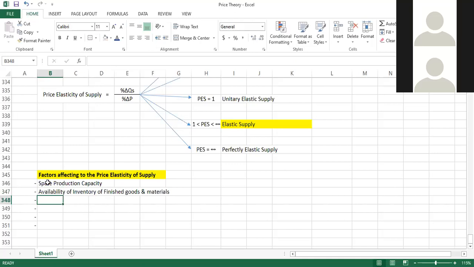Even if the spare capacity is there, if the inventory is not there, they will not be able to increase the supply. The supply will be inelastic, right? What else?